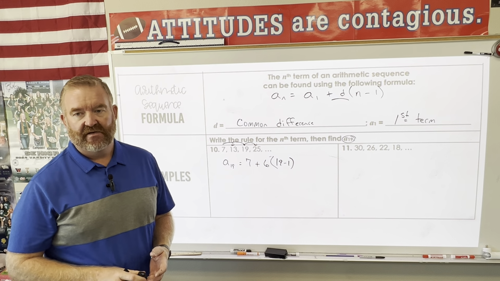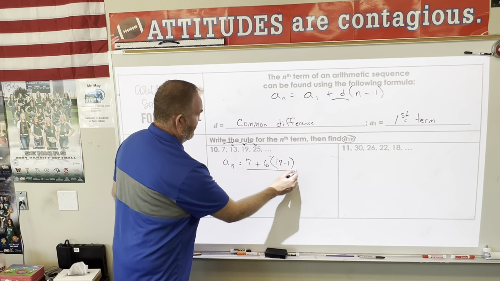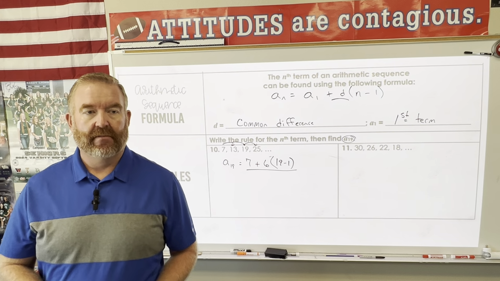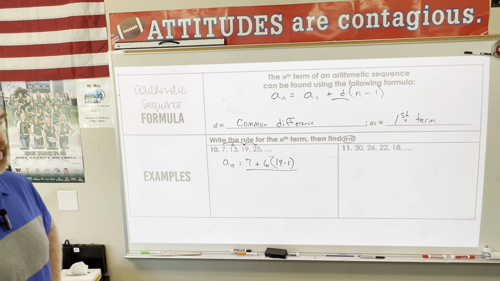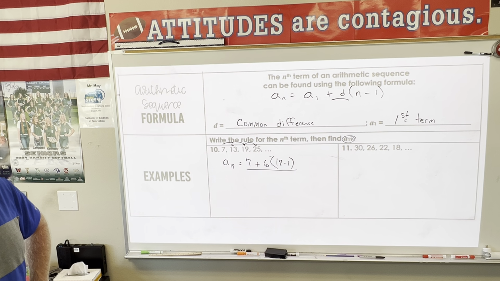You guys have your calculators? Open your calculator and just type that in just like that: 7 plus 6, parentheses, 19 minus 1. Don't yell it out. Don't be that guy.